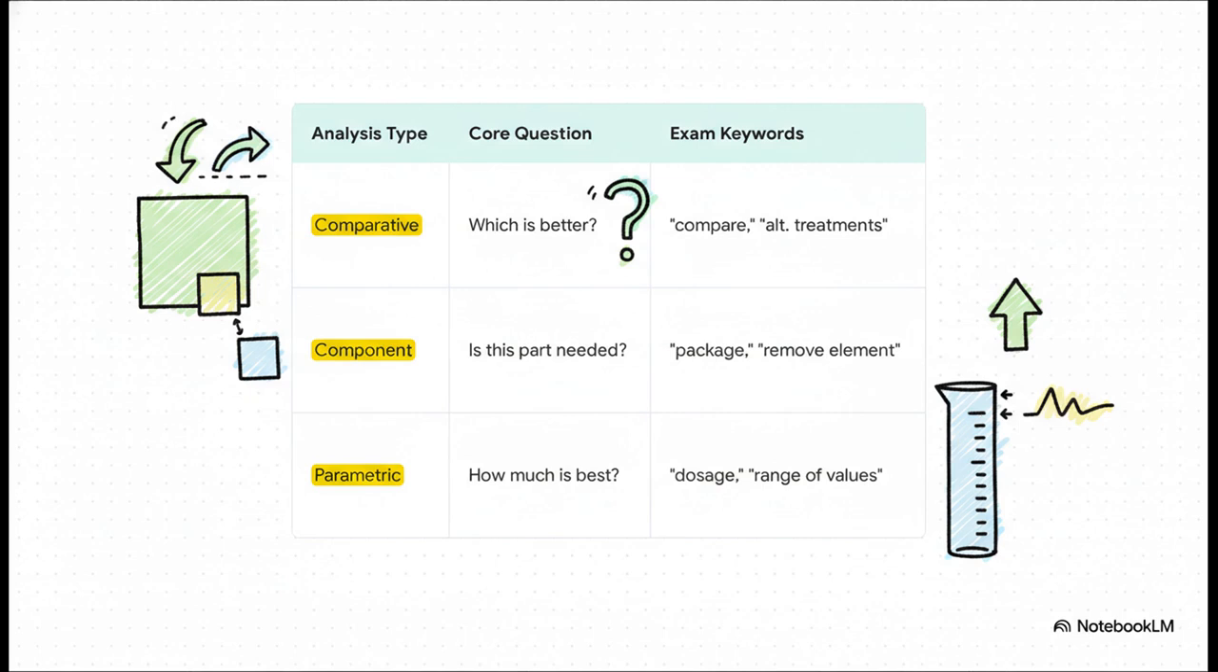For a comparative analysis, you're asking, which is better? Look for keywords in the question like compare or alternating treatments. For a component analysis, the question is, is this part needed? Watch for words like package or remove element. And for a parametric analysis, it's how much is best? And your keywords are going to be things like dosage, amount, or range of values.